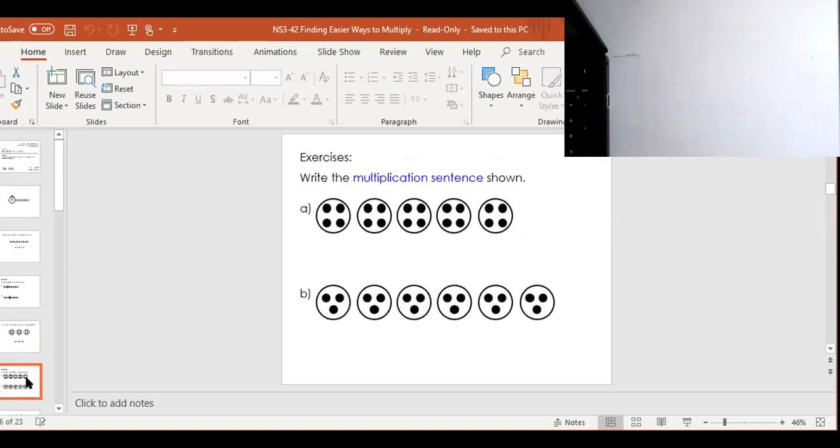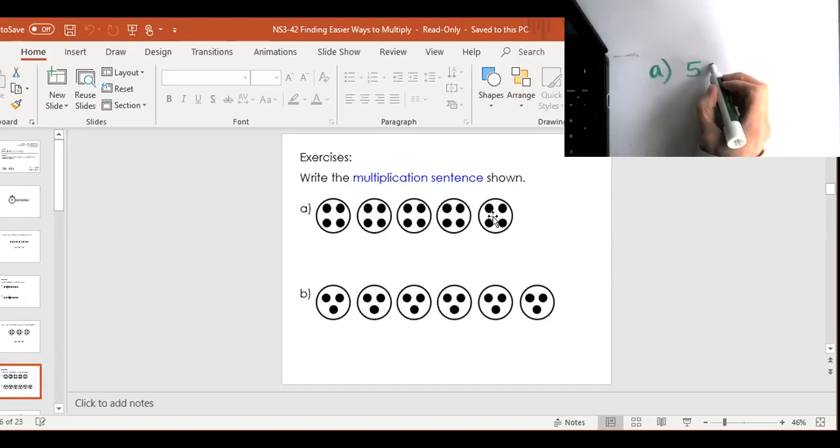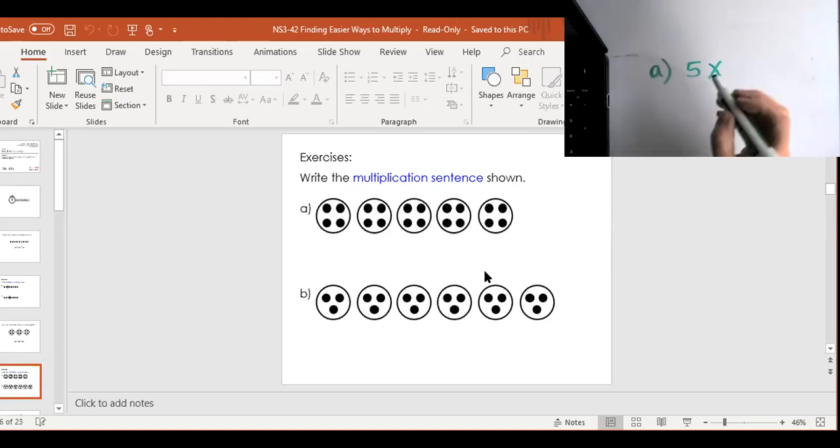And I'm going to show you this one. So here I've got a few for us to practice. Okay, so A. First, I want to see how many groups there are. How many groups? This is a group. So there's 1, 2, 3, 4, 5. So I could write it like this, 5 groups of, and how many are in each group? There's 1, 2, 3, 4. So 5 groups of 4. Okay.